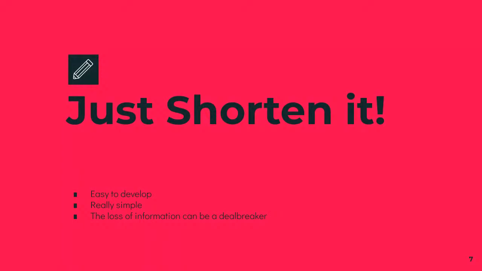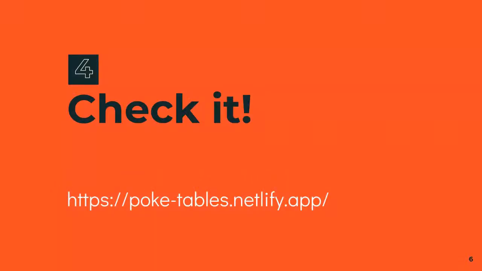You just get the important information from the table, like the name or the type in this case, and the sprite, because they are very cute. You have to look at them. And one more thing, you should access this link on your phone. It will be better for you.